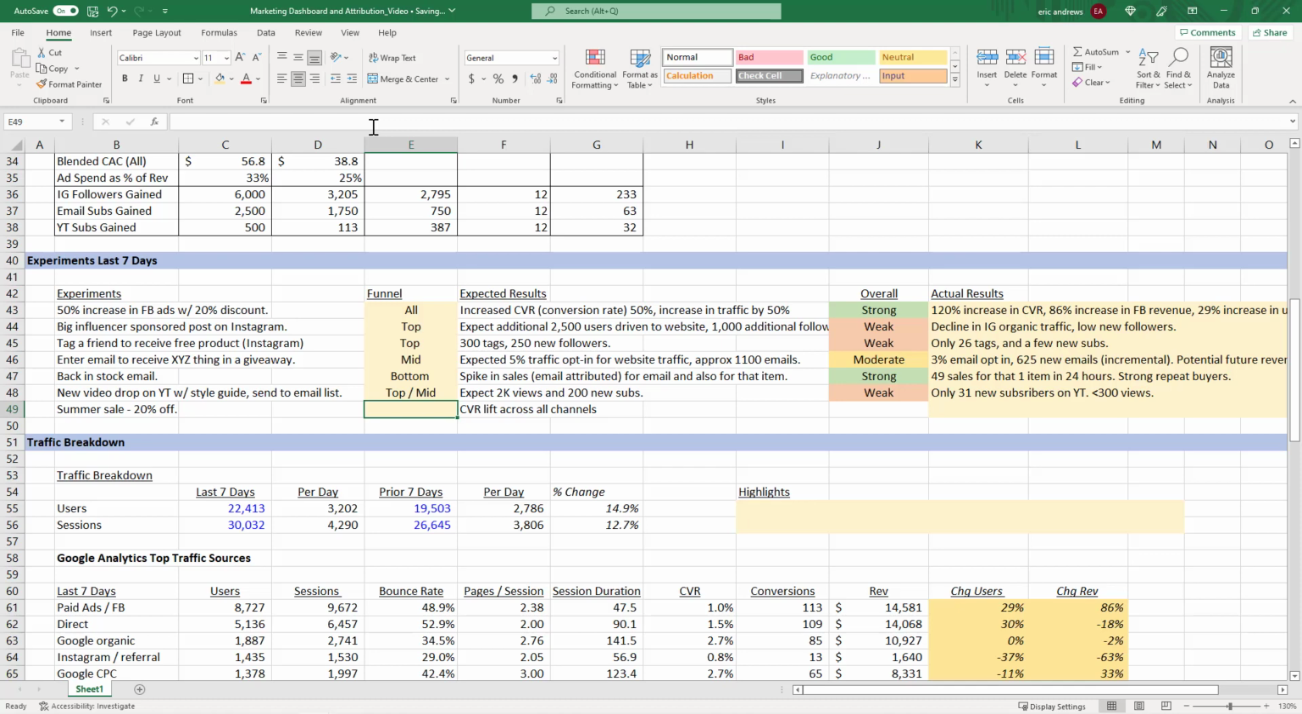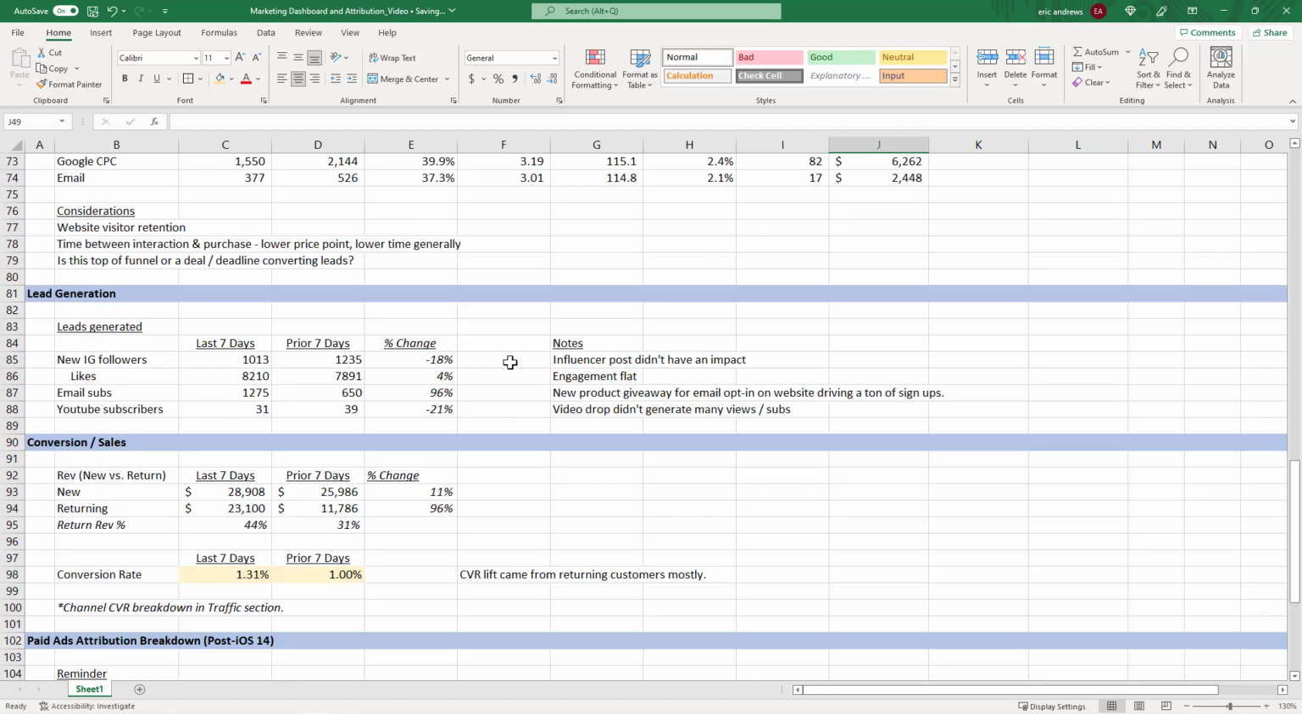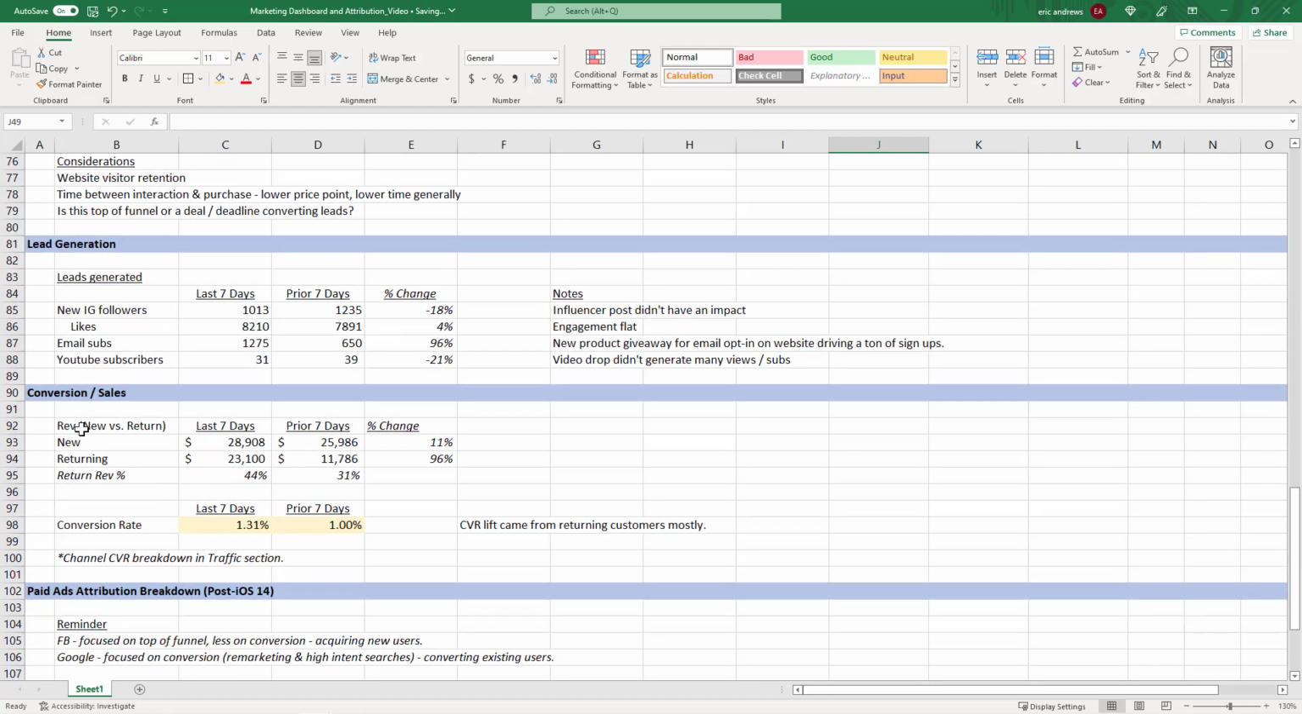Okay, and then finally, we did a summer sale, 20% off, and we just put that on the homepage of our website. So anyone coming in from any channel will probably, we hope, be converting at a higher rate. So a conversion rate lift across all channels. That's obviously bottom of the funnel. And down below, we have called out a section where we have revenue, new versus returning. So we'll jump into that here in a sec.